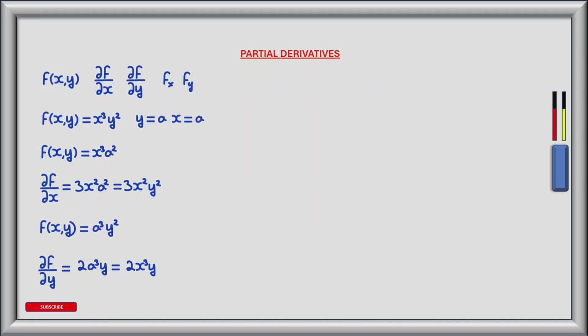And so to find the partial derivative of f with respect to y, we need to find the derivative of a cubed y squared with respect to y, where a is a constant. So using the power rule, the derivative of a cubed y squared with respect to y equals 2a cubed y. And now, if we substitute x in for a, we find that the partial derivative of f with respect to y is equal to 2x cubed y.